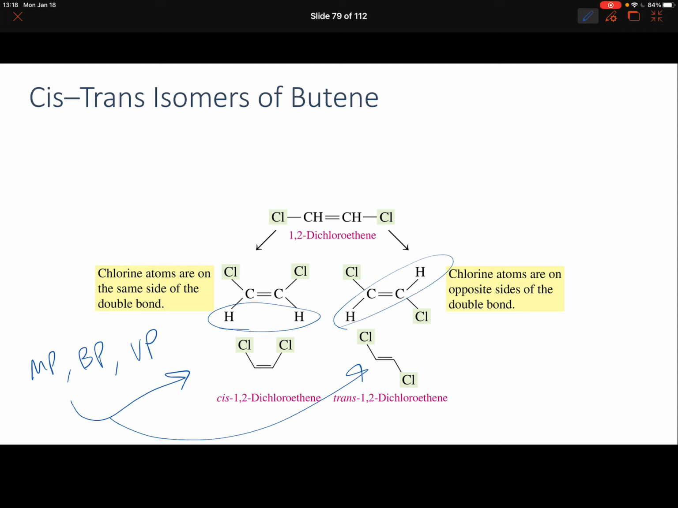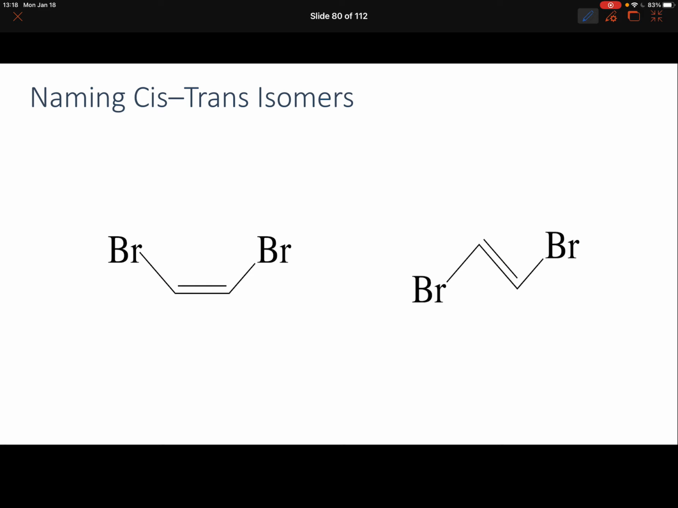Again, in our bodies, we worry about trans fats being worse than cis fats because the way that trans fats interact with each other is different. So now you guys know how to name these, hopefully, correctly.